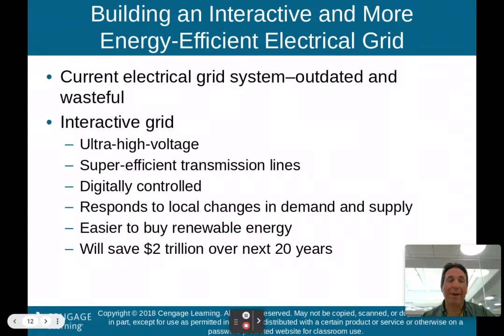But what they don't think about is what will happen over the next 10, 20, 30 years. While it may have some initial capital initially to create the interactive grid, right? Over 20 years, you're going to save that money and more. So it's just a matter of time. And again, that's the issue.